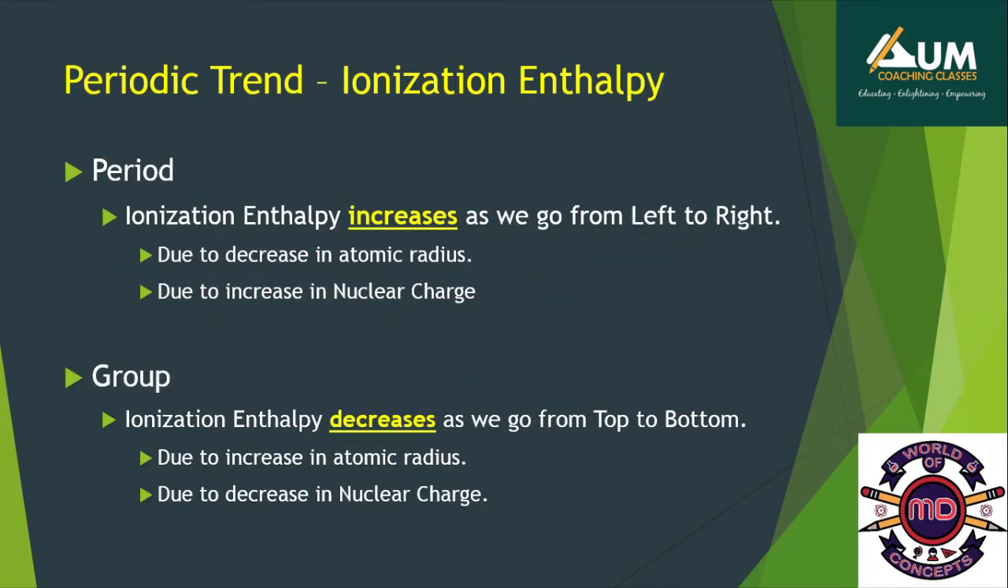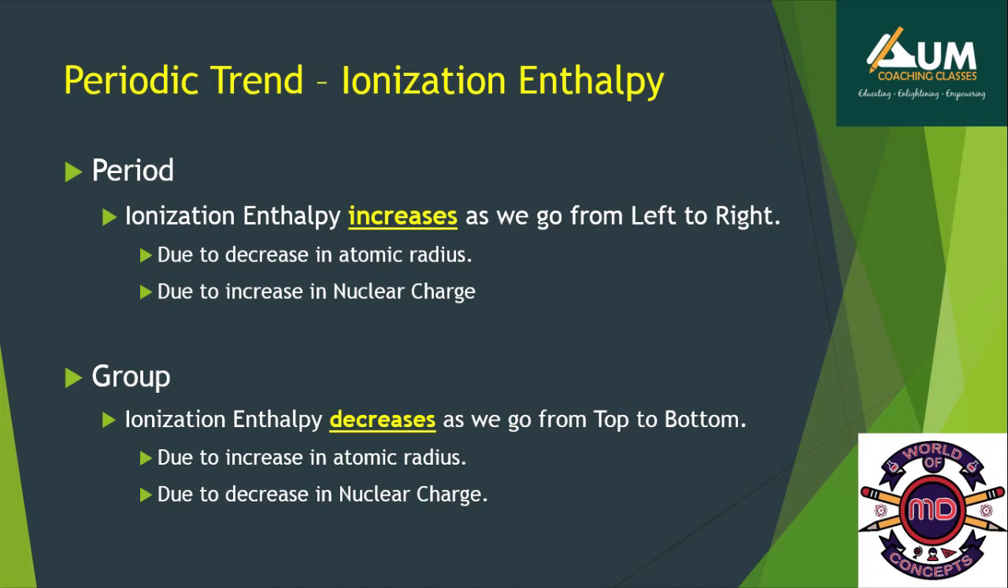Now, let us learn about periodic trends of ionization enthalpy. When it comes to period, the ionization enthalpy increases as we go from left to right. Why is that so? Because of the decrease in atomic radius and the increase in nuclear charge. Also, we had learned that the value of ionization enthalpy should always be positive, which is only observed in metals. When it comes to non-metals, they have the tendency to gain electrons rather than donate electrons. Hence, the energy and the charge decrease.